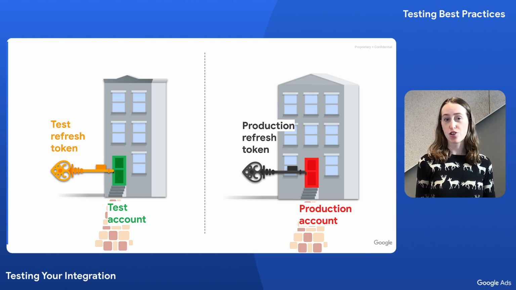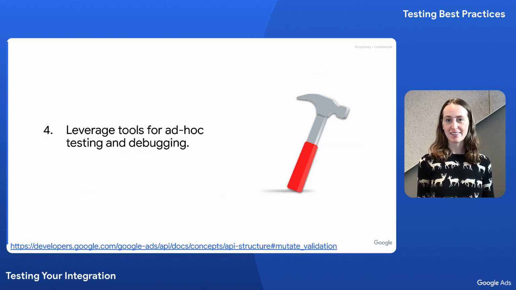Authorization-related code paths should also remain the same so that you can test any changes you might make to your application's authorization logic. Last but not least, leverage additional tools provided by the Google Ads API for testing or debugging your application. If you just need to do a quick check to verify some behavior, sending a curl request over REST can often be the easiest approach.